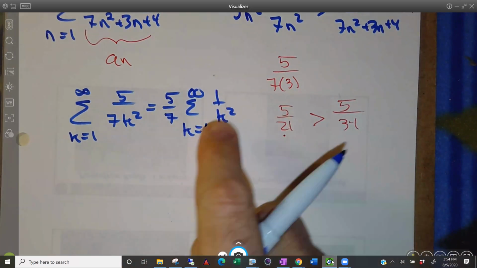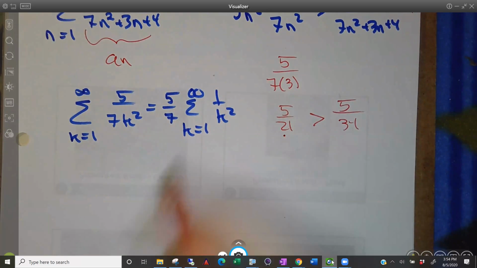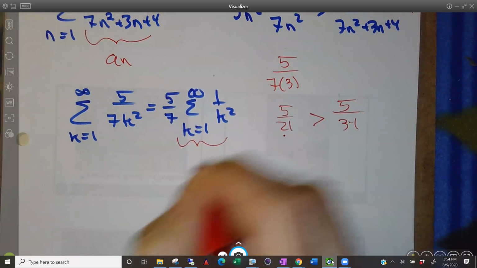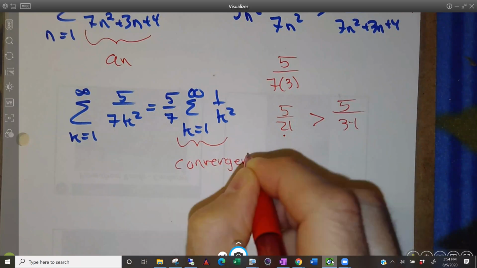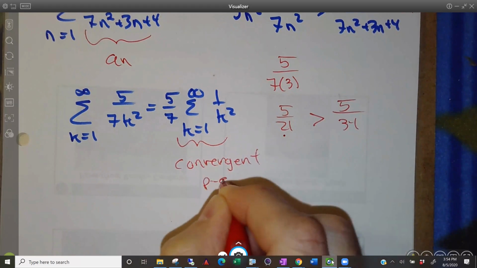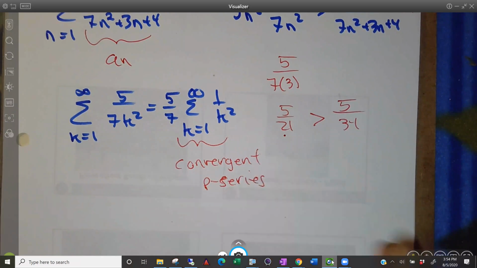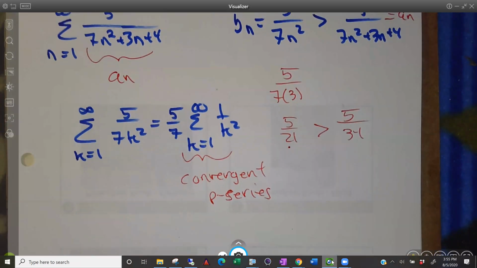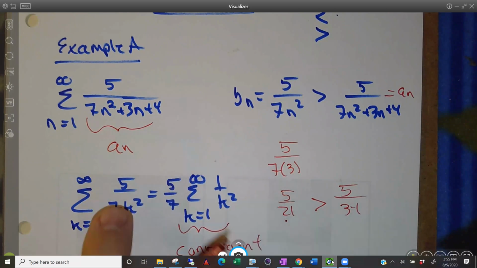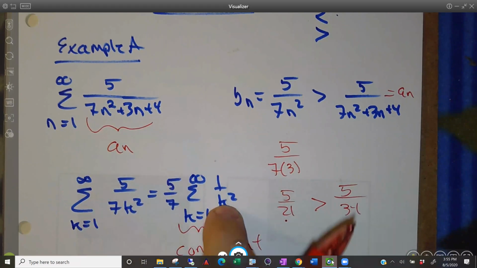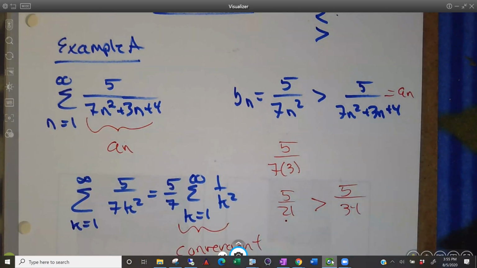It's a P series? Yeah, perfect. That's a convergent P series. And because this converges, then this converges by the comparison test. This is smaller than this series. This converges, this has to be finite. And that's it.